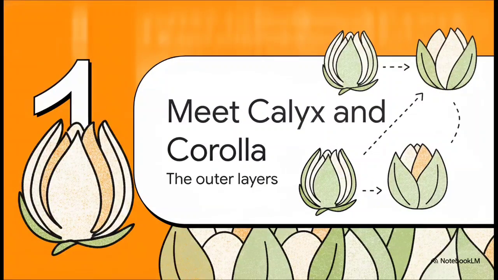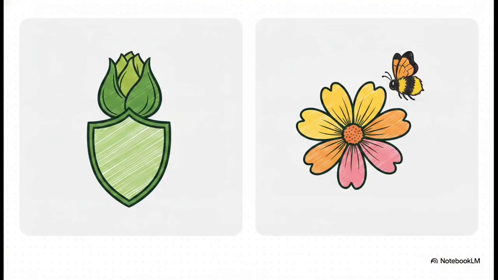Section 1. Meet calyx and corolla. Let's start with the outer layers. So, let's do an anatomical zoom in. First up, our main character, the calyx. Botanists use the shorthand letter K for this. It's the absolutely outermost whorl of the flower, basically a collection of what we call sepals. These are usually green, leaf-like structures packed with chlorophyll. And their main job? Protection. They act like a tough little shield for the flower when it's just a vulnerable bud. Plus, the calyx is usually persistent, meaning it tends to stick around.